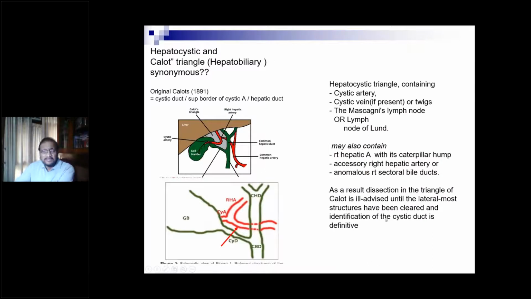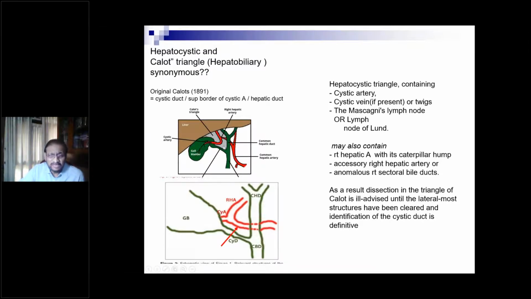So what is Calot's triangle? Now, Calot's triangle is again an area which was misdefined. I would say the original definition no longer holds true. This was a definition way back in 1891, and it was only this which was defined as Calot's triangle. The triangle between what? The cystic duct, the cystic artery, and the common hepatic duct. So the cystic artery is not a constituent, it was not a content of Calot's triangle. So the original Calot's triangle is basically the cystic artery, the cystic duct, and the common hepatic duct. This was the original Calot's triangle.